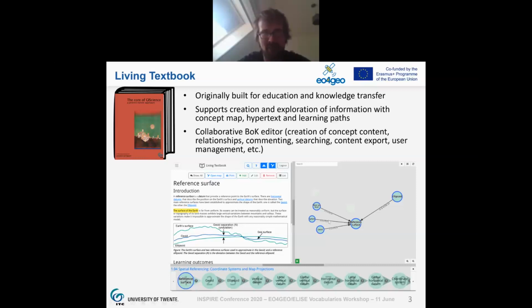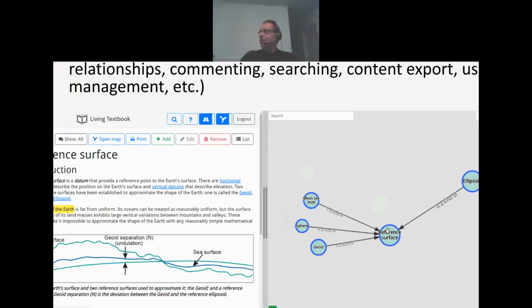how EO4GEO is dealing with the development of a body of knowledge for GI and Earth observation. Okay, thank you. So I'm Mark Olijsleiders, also from the Spatial Applications Division of the KU Leuven, and I'm going to present you the ontology-based body of knowledge for geospatial information and Earth observation that we are developing in the EO4GEO project.